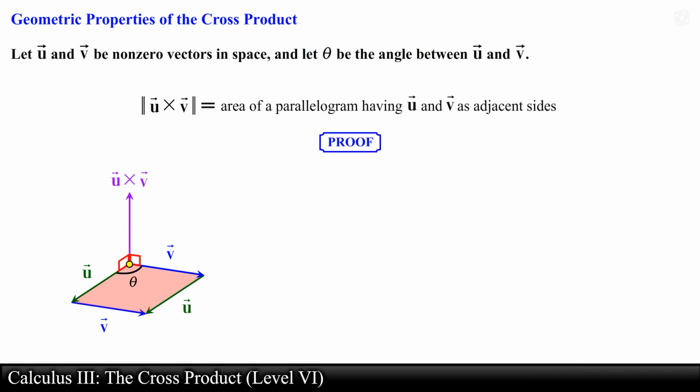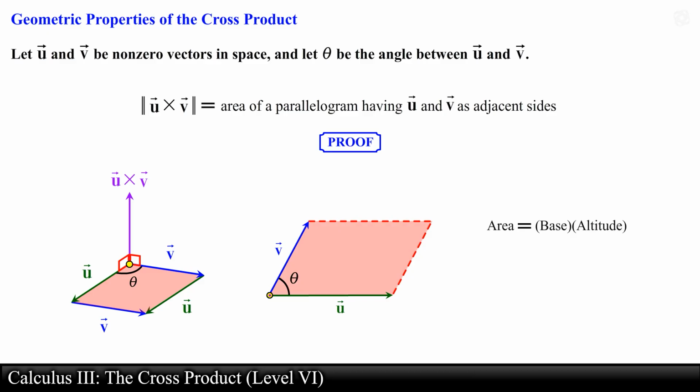To prove this property, we can use a parallelogram with vector u and vector v as adjacent sides. We can find an expression for the area of the parallelogram, given the magnitude of vector u and vector v, as well as the angle between both vectors. In this case, the base of the parallelogram will be equal to the magnitude of vector u, and the altitude of the parallelogram will be equal to the magnitude of vector v times sine of theta. This expression is nothing more than the magnitude of vector u crossed with vector v. And this ends the proof.